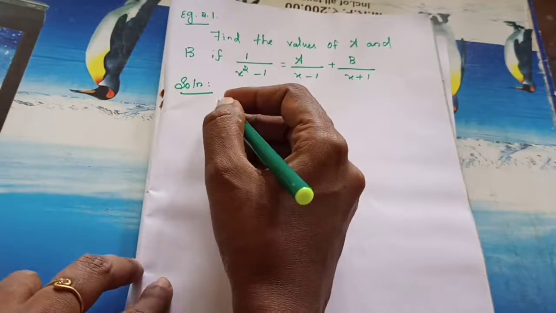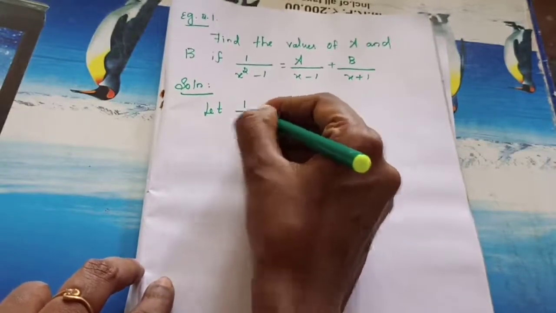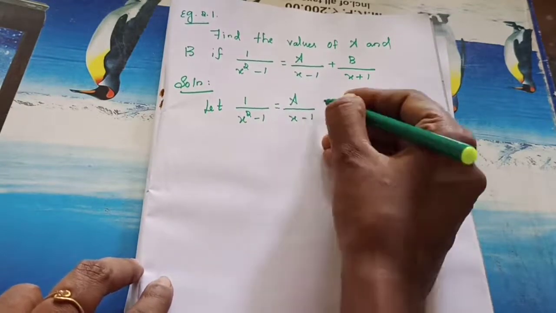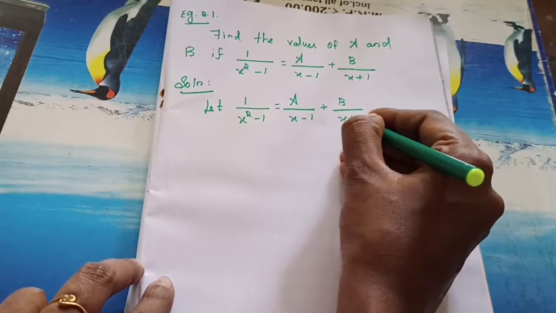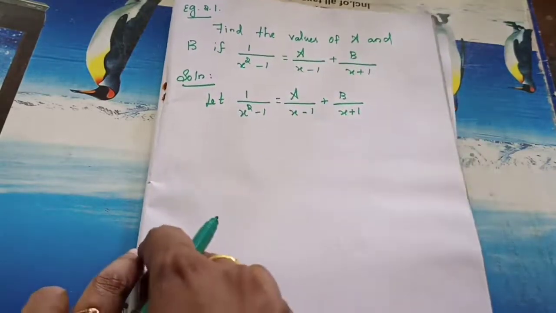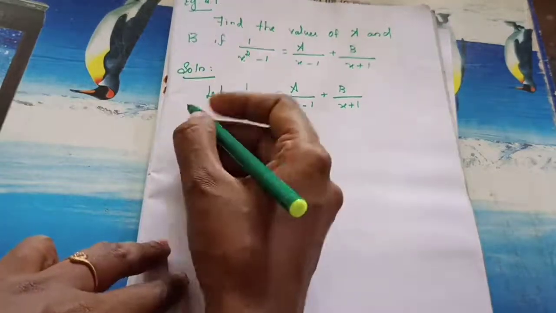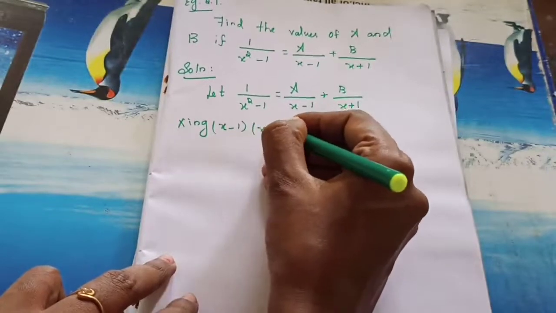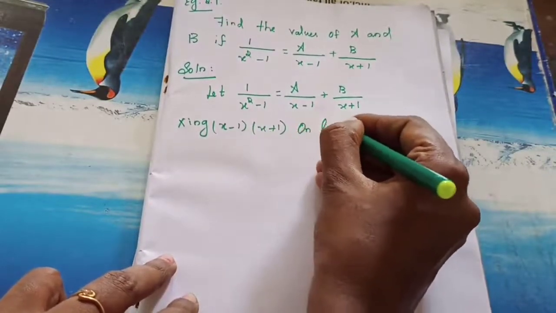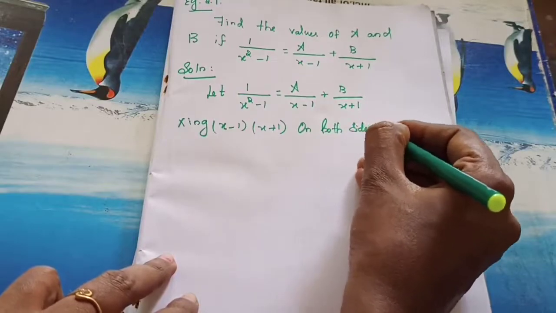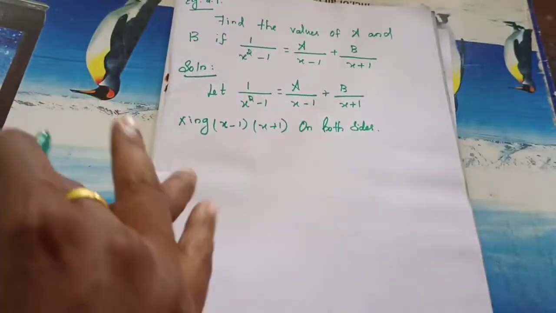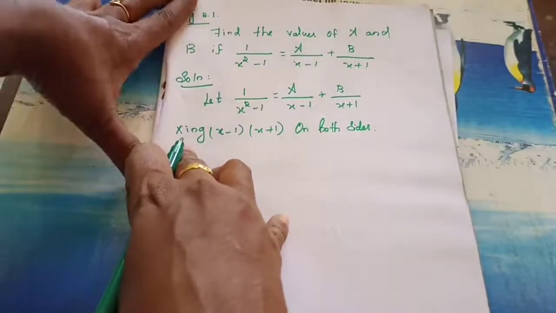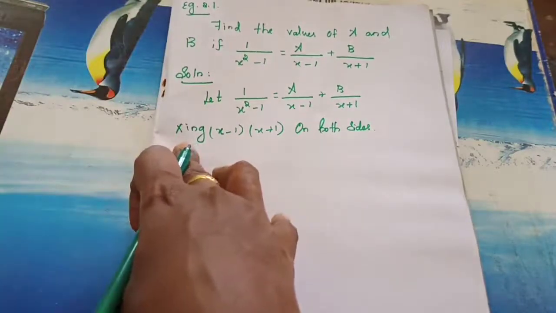So no problem, you can easily do it. First I am taking: let 1 by x square minus 1 is equal to A by x minus 1 plus B by x plus 1. Next I will explain how we will find this A and B value. For that, we multiply by x minus 1 and x plus 1 on both sides. This is the denominator value. Not only one side, we will multiply both sides by x minus 1 and x plus 1.